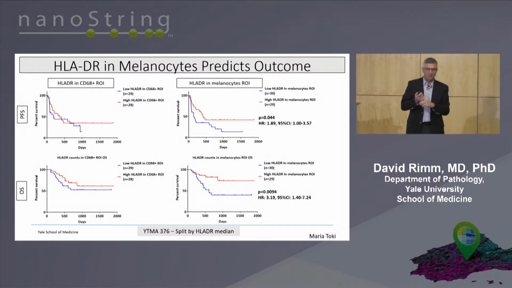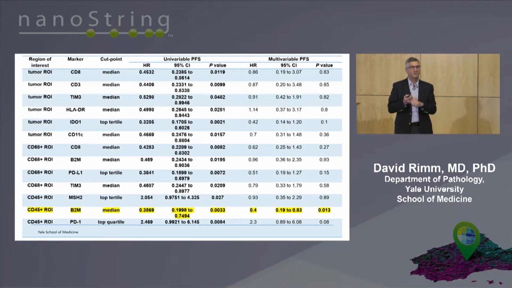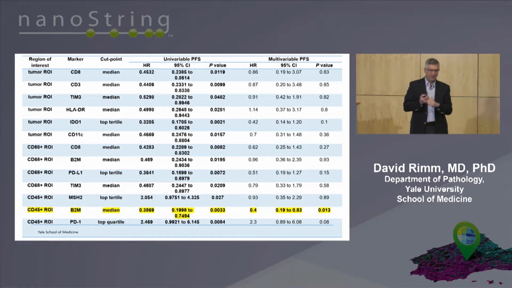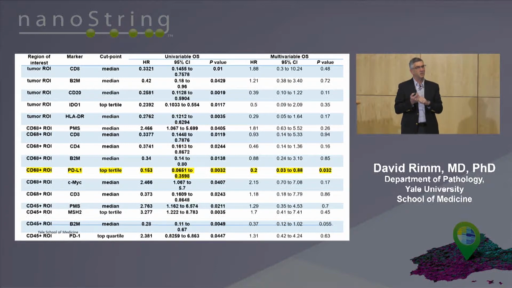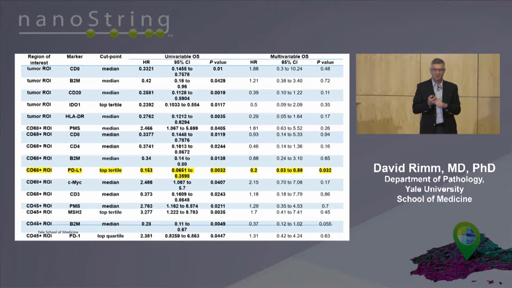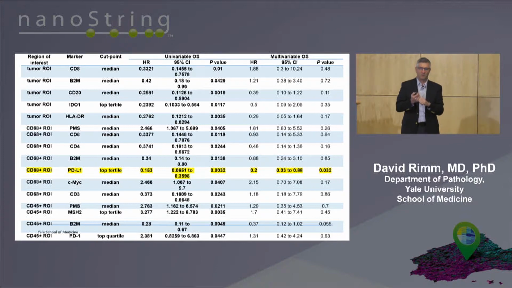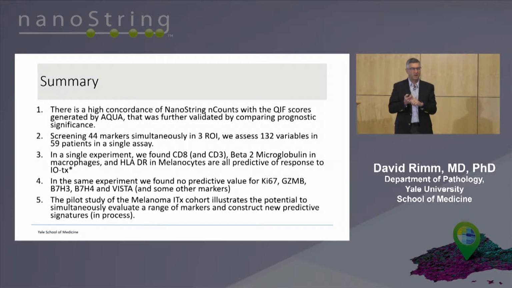And so ultimately, you want to do multivariate analysis to see which one of these things are real, and only 2 survive multivariate analysis, that is beta-2M in the CD45 compartment, and then most importantly, PD-L1 in the CD68 compartment. And we've actually followed that, and this is statistically significant in both univariate and multivariate analysis. We followed this up, and I'm not going to show that here, rather just summarize the talk.